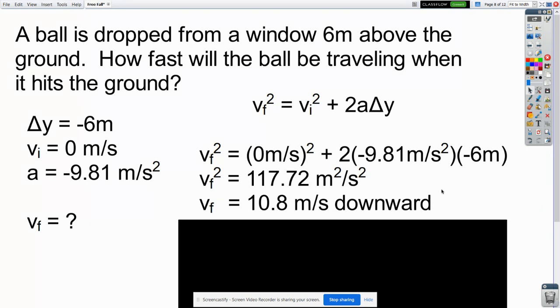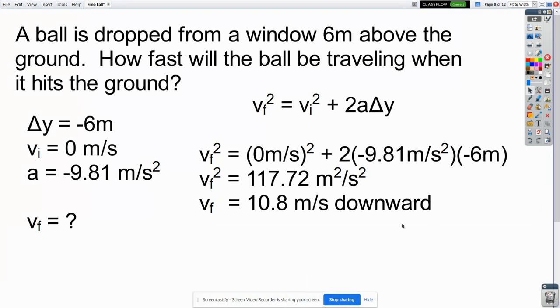It is downward. And since this is a velocity, we do have to have the direction on it. We can outright say downward, or we can put the negative sign back in front of this to indicate the downward direction and say negative 10.8 meters per second. So either 10.8 meters per second downward or negative 10.8 meters per second. That would be your final velocity.